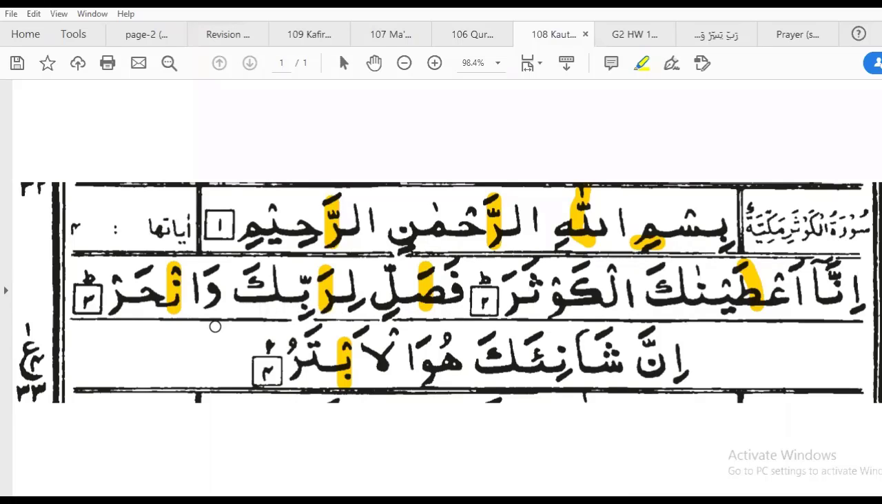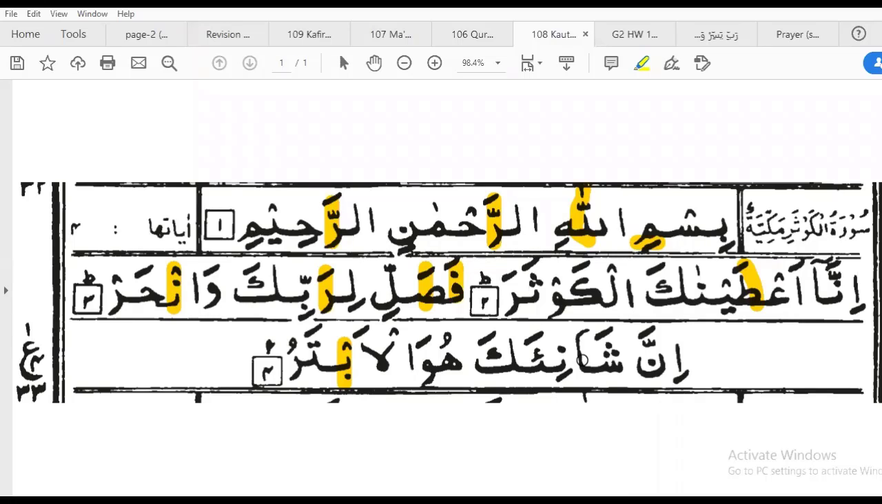فصل لربك وانهر. Okay, over here, this is fa with a fatha. So, fa solli. Okay, fa solli li. فصل لربك. Carry on. وانهر. Excellent. So the clear pronunciation of the noon sakin is being applied here, which you did wonderfully. Excellent. And let's carry on.